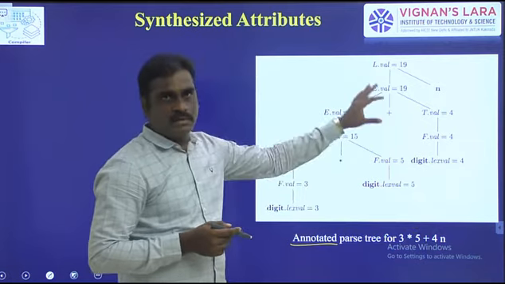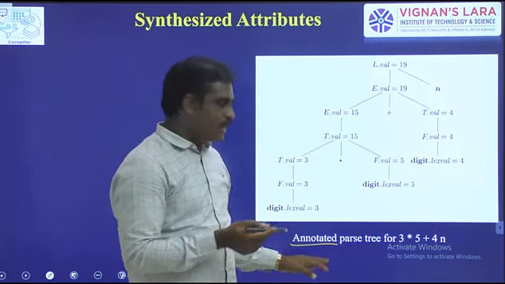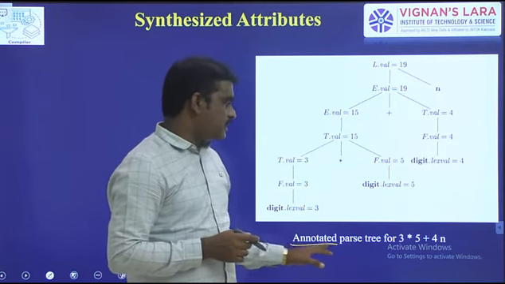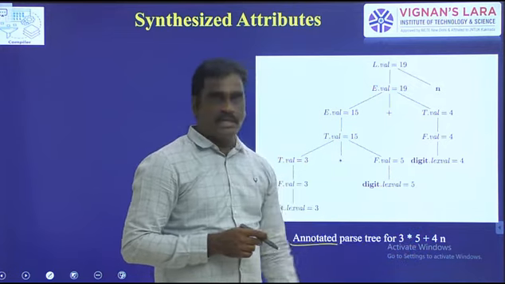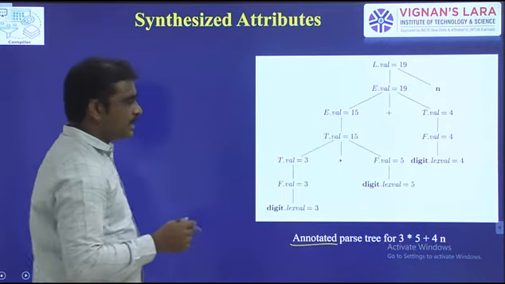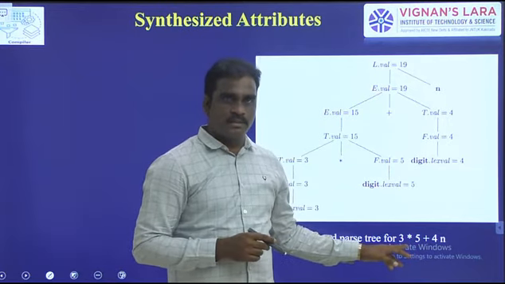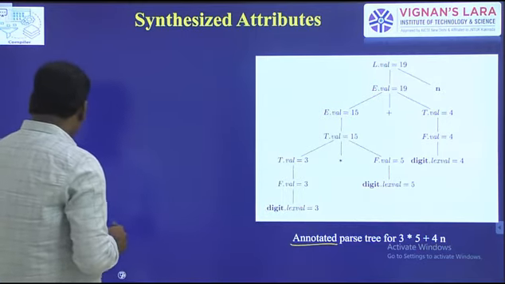This is not a parse tree, it is an annotated parse tree. I will explain what is the difference between the parse tree and the annotated parse tree. So first all of you draw a parse tree for 3 star 5 plus 4 n. We have two operators, one is plus, the second one is star.